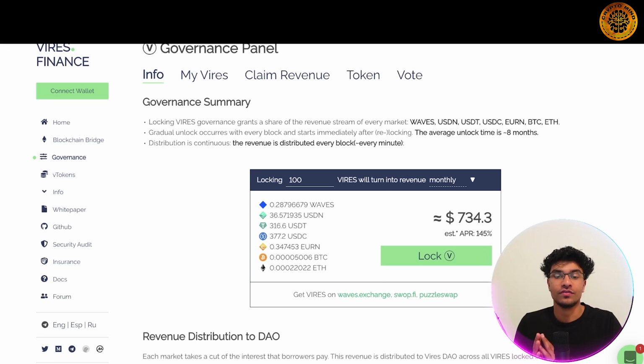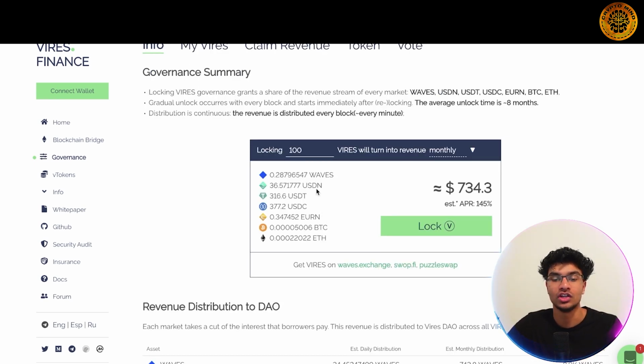Locking Vires governance grants a share of the revenue stream of every market, so every asset that they have in their market: Waves, USDN, USDT, USDC, EURN, BTC, and then ETH. Gradual unlock occurs with every block and starts immediately after relocking. The average unlock time is 8 months. Distribution is continuous. The revenue is distributed every block, so every minute.